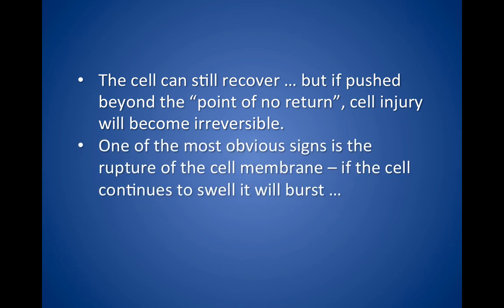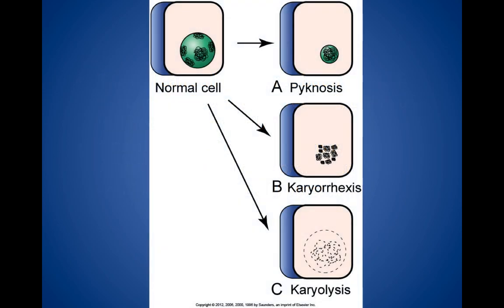One of the most obvious signs is the rupture of the cell membrane. If the cell continues to swell, it will burst, spilling its contents into the surrounding tissues. Another obvious sign of irreversible injury is in the nucleus. The nucleus shrinks and either dissolves or breaks into fragments.